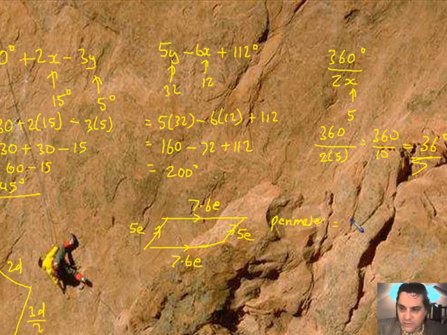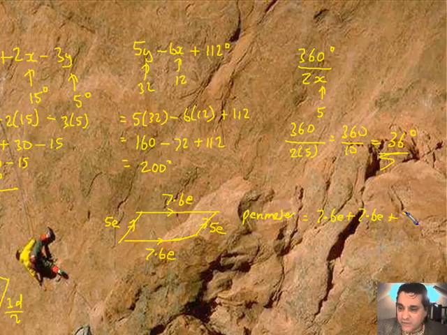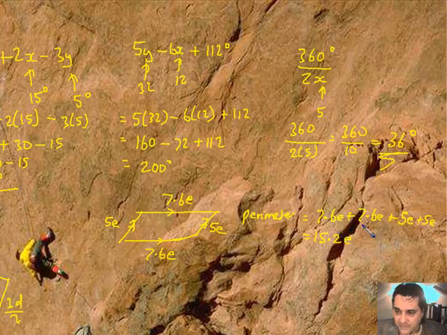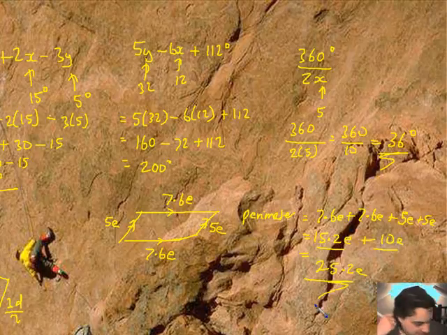I've got 7.6e plus another 7.6e plus the two 5e's, plus another 5e, please fit. So 7.6 and 7.6 is 14, 15.2, no calculator required for Mr. Christou. Plus 5 and 5 is 10, 10e's altogether, 15.2 plus 10, I've got 25.2 multiplied by e, and that's that one.